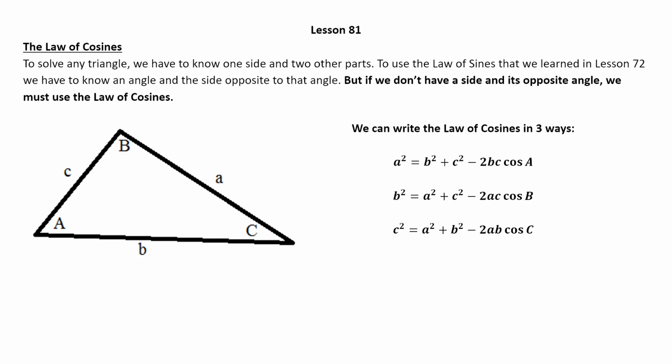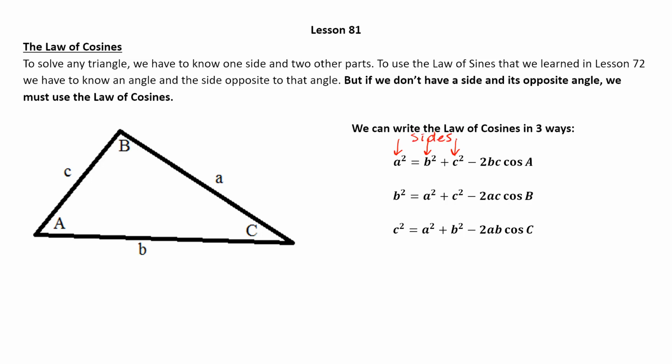We can write the law of cosines in 3 ways, but we don't really have to. It all means the same thing. A squared equals b squared plus c squared minus 2bc cosine A. Now, this looks hard to memorize, but it's really not. A, B, and C are all sides. These are all sides of the triangle.